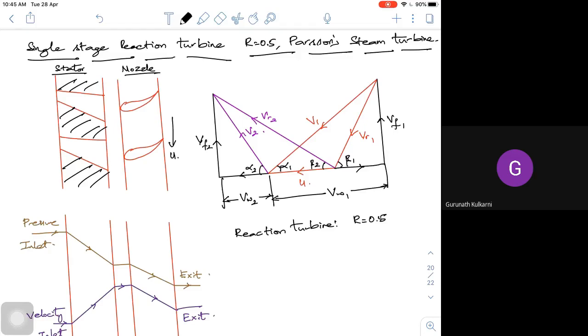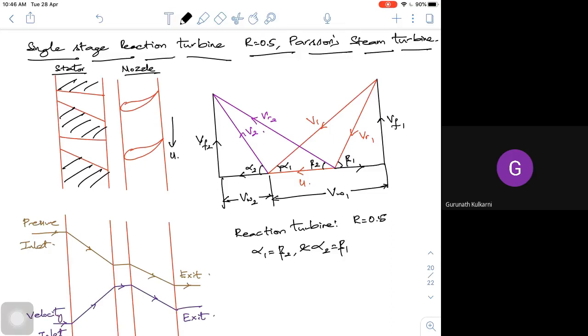For this particular case, my R is equal to 0.5, there is a condition, that is my alpha 1 is equal to beta 2 and alpha 2 is equal to beta 1. Why is it so? I can clearly look at the velocity triangle. This is with an ideal condition, that is my Vf1 is equal to Vf2. So those conditions are satisfied. That means I don't have any frictional losses as the fluid flows over the blade. So that condition prevails.